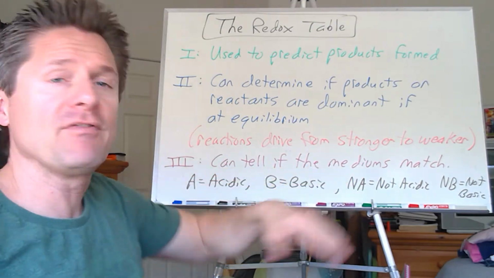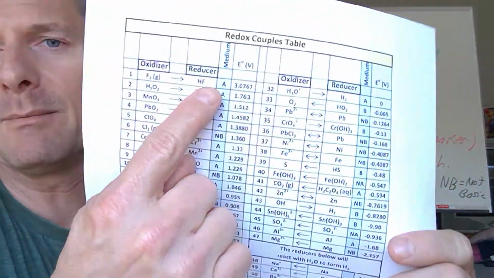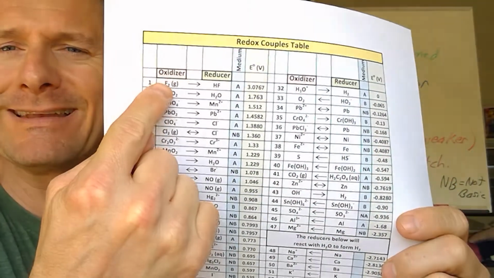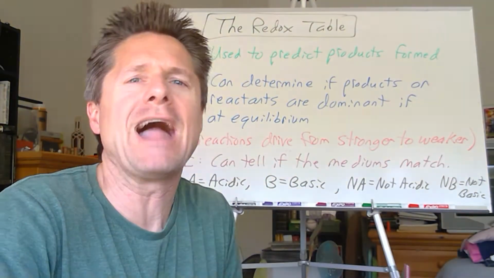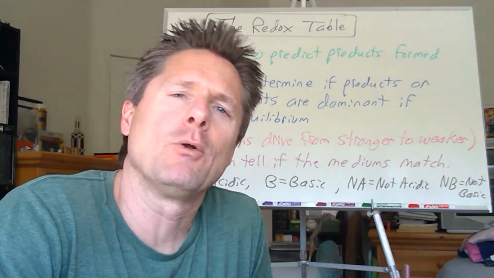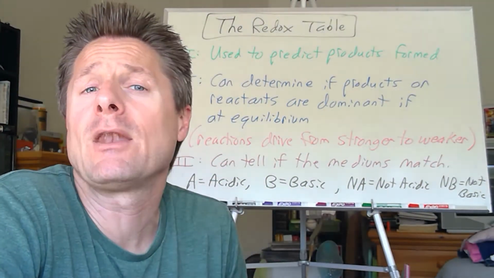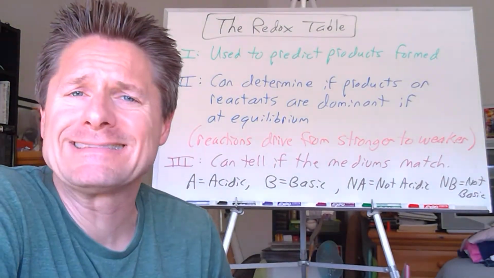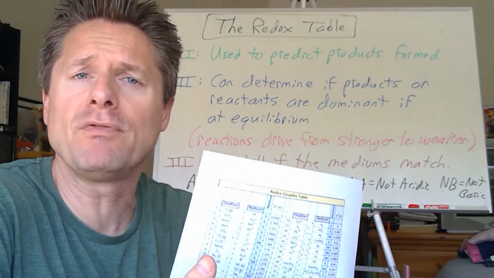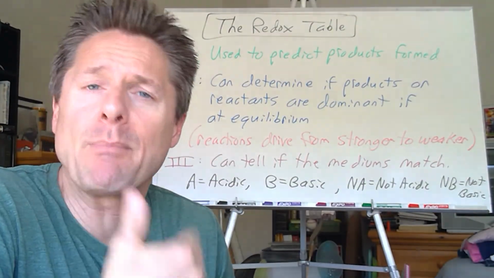Number 3, we can tell if the mediums match, and that's the mediums here. So if I have a reactant where the reaction occurs in acidic medium, but I have another one that goes in basic medium, those don't match. You can't have one reactant that only goes in acidic solution and one that only goes in basic solution. They're not going to go together. So they both have to be in an acidic medium. You have to have an A for both of them or a B for both of them. They happen in acidic or basic.